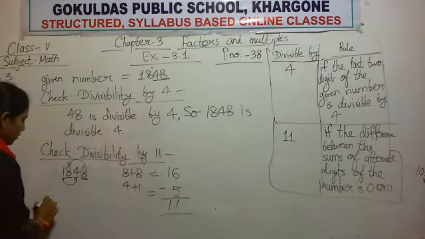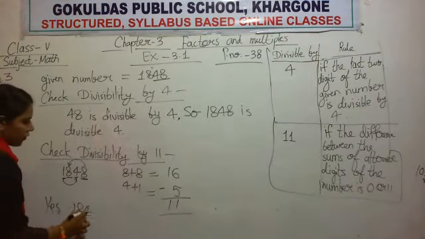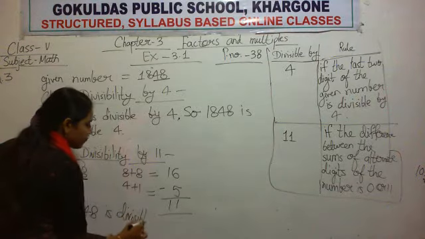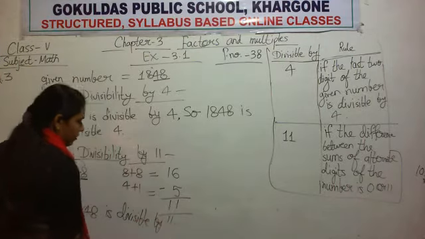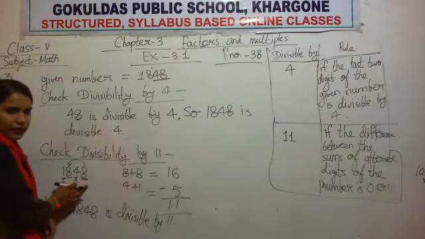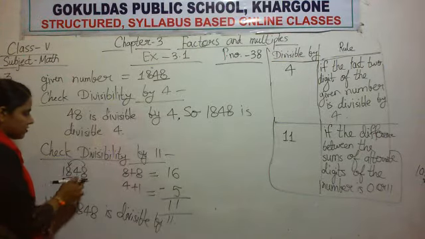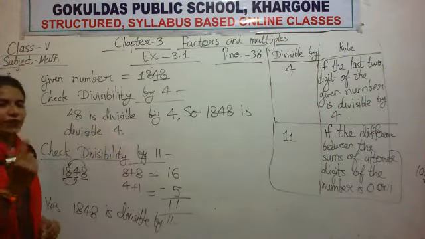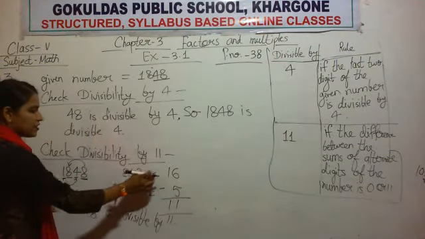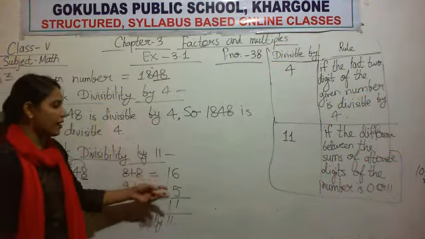That is why you conclude that yes, 1848 is divisible by 11. What you have to do, again I am repeating: take the given number and choose two alternate digits. Alternate digits means you have to skip one digit between two. So take two alternate digits and add, then take another alternate pair and add them. When you add them, you get the answer.